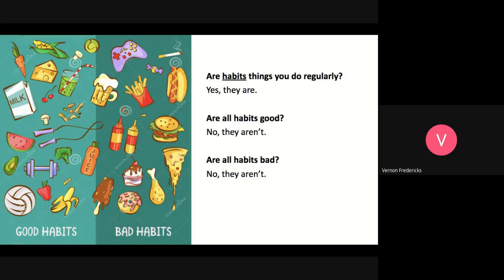Okay, so there we have a picture. We have good habits: doing exercise, drinking juice, eating fruit, playing football, eating vegetables, drinking milk, eating cheese, eating fruit. Okay, these are all good habits. Then we have bad habits: smoking, playing PlayStation, drinking beer, McDonald's, French fries, burgers, ketchup, ice cream, cake, sugar, a lot of fatty chicken are all bad habits.